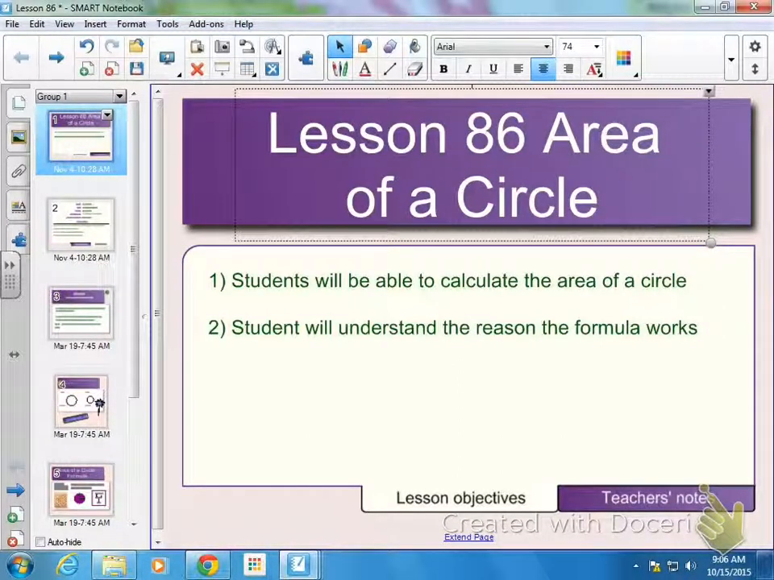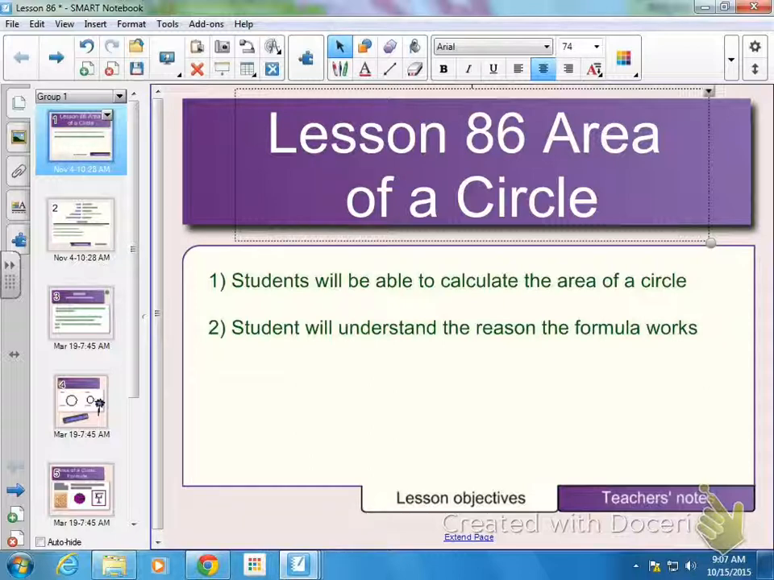Okay, so today we're going to be looking at Lesson 86, Area of a Circle. On your notes, I need you to copy down the title: Lesson 86, Area of a Circle. Make sure you write that down in your notes. Anytime you need to, pause this video, or you can watch it again if I talk too fast. You know I'm not good at that.